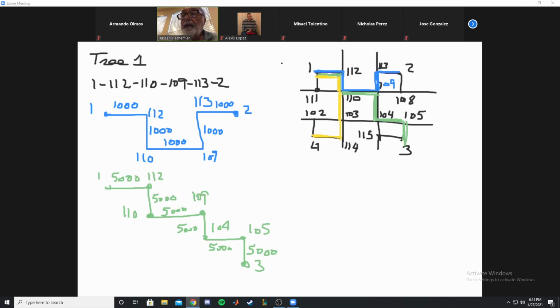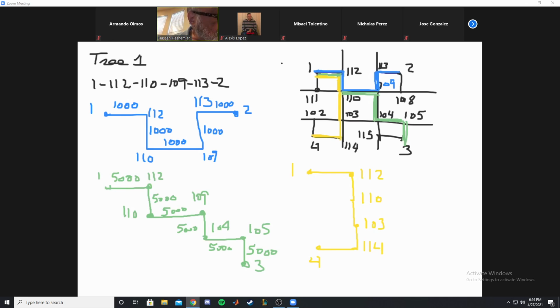Okay? So if I draw that here, from 1, I go to 112. Then I come down to 110. And then I come to 103. Then I go to 114. And then I go to 4. So that's my tree from 1 to 4.